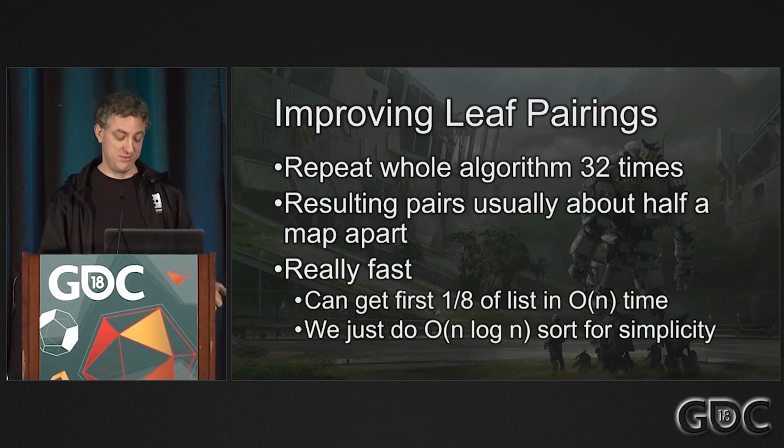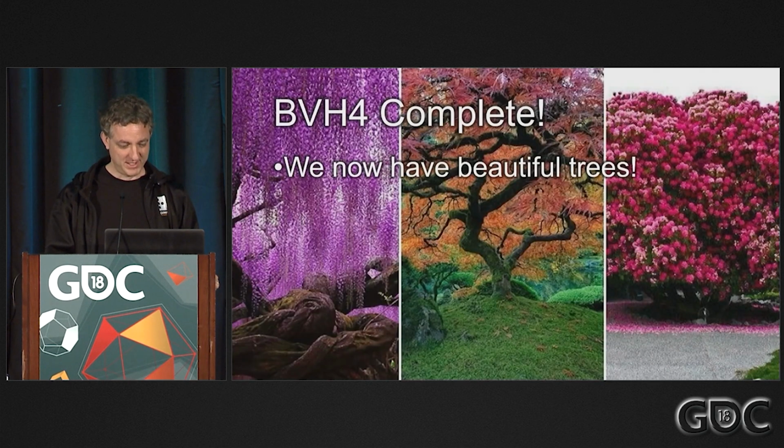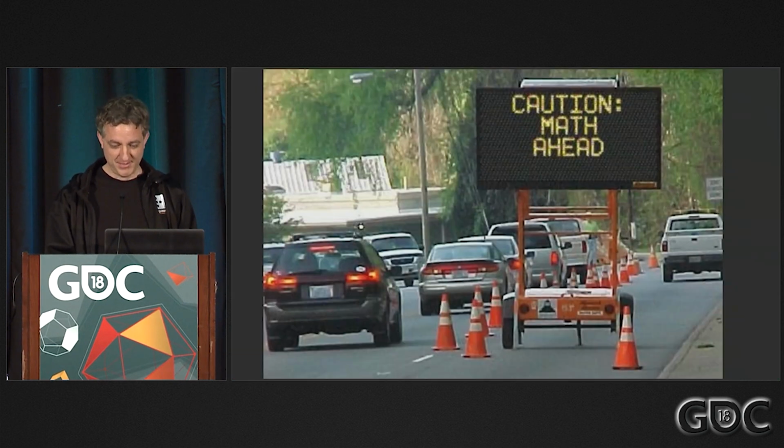And that is really fast, and in the end, our pairs are usually about half a map apart. So it works really well. It can increase the time complexity using a smarter partition, but we didn't bother because when it's 2 seconds, you don't get much by making it better. So now we have beautiful trees. And now we get to do math to collide.